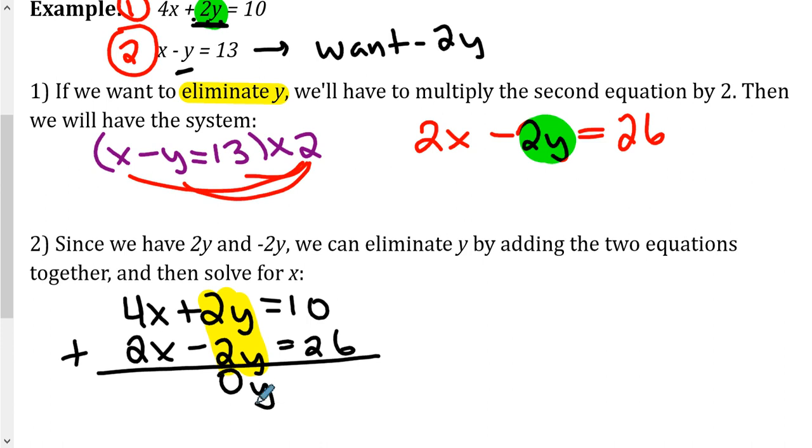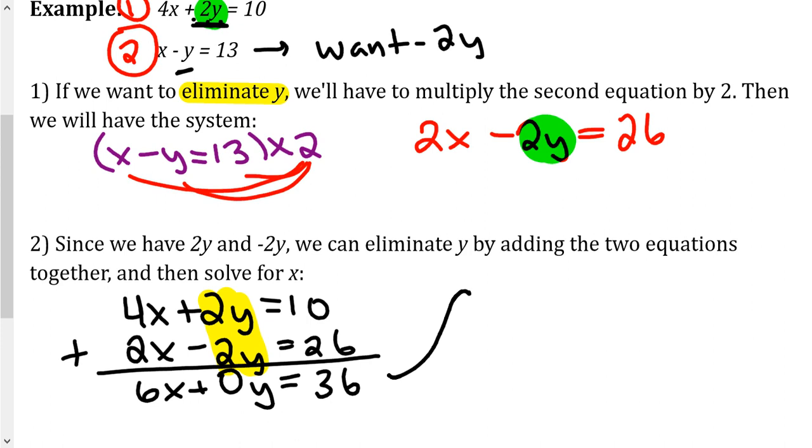But again, I can't just do that with my y's, so I'm going to do all the other columns as well. On the left side, I have 4x plus 2x. I'm not trying to get rid of every variable at once. I was only trying to eliminate y. So it's okay that I get a positive 6x. And then on the other side of the equal sign, we're going to keep everything where it was. The x's and the y's on the left side, the constants on the right side. When I do 10 plus 26, I'm going to get a 36.